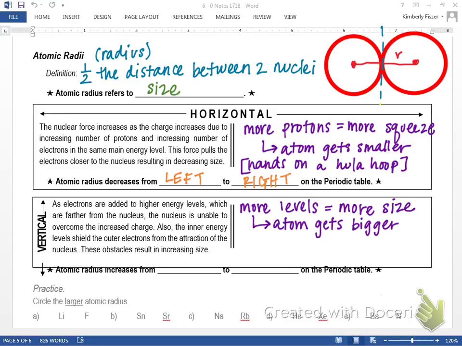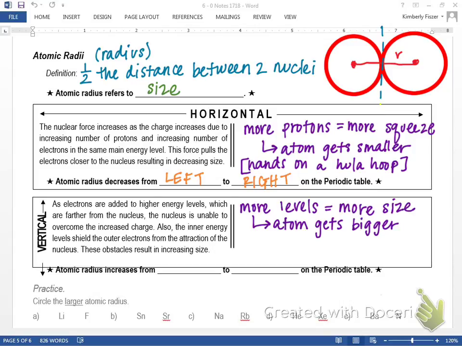Hydrogen and helium only have one hula hoop. Lithium, beryllium, boron, carbon, nitrogen, oxygen, fluorine, and neon have the first hula hoop and a second hula hoop. Which means on my third row, how many hula hoops? 3 hula hoops. Every time I go down a row, guess what I'm adding? Another level, another ring, another hula hoop, another reason I'm getting bigger. So who is the biggest one, the ones at the top or the ones at the bottom? The ones at the bottom.